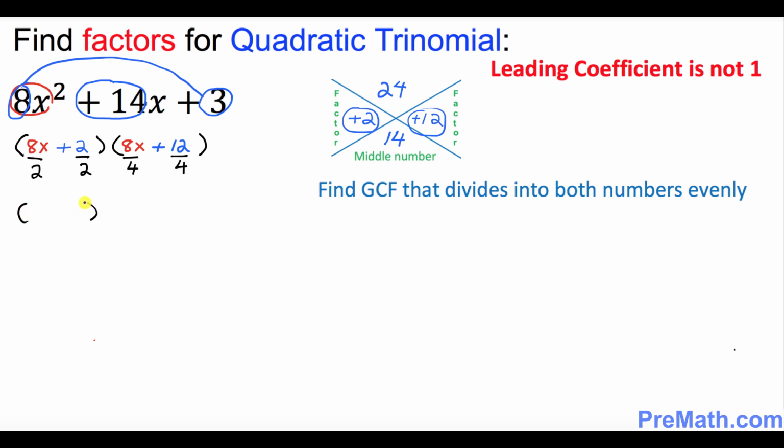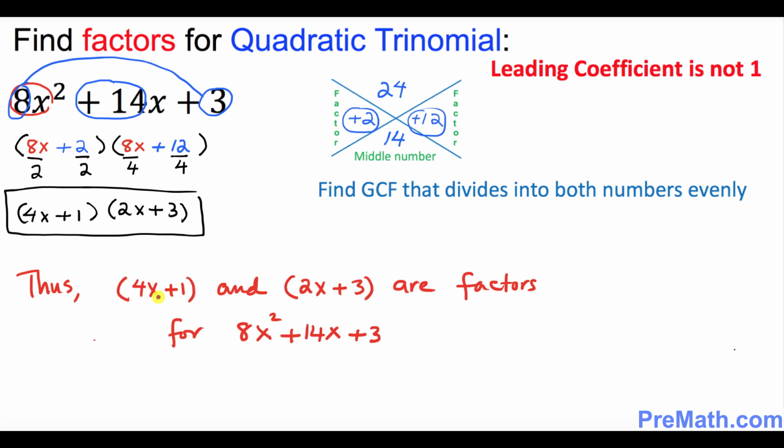In the very first parentheses, 2 goes into 8x is simply 4x plus 1, and over here that is going to be simply 2x plus 3, and these are our factors. So thus 4x plus 1 and 2x plus 3 are our factors for this given quadratic trinomial.